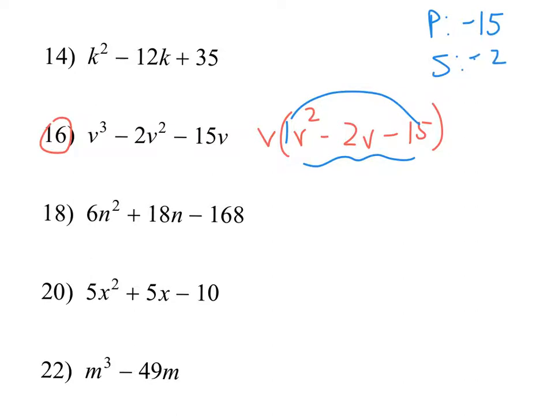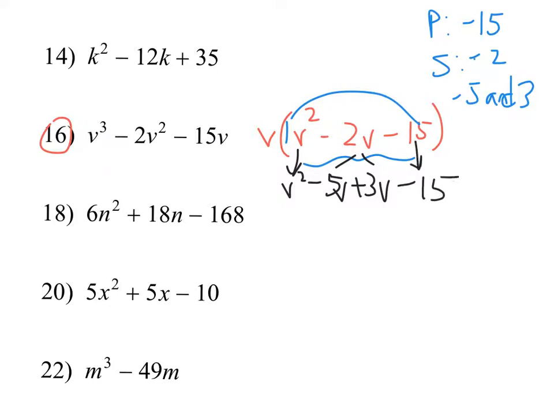So I think about 2 numbers that multiply to a negative 15, that add or sum to a negative 2. And my 2 numbers are negative 5 and positive 3. So what you do with those 2 terms is I split my minus 2v term into minus 5v and plus 3v. You carry down your squared term, or what we call the quadratic term, v squared. You carry down your constant or number term, which is that.